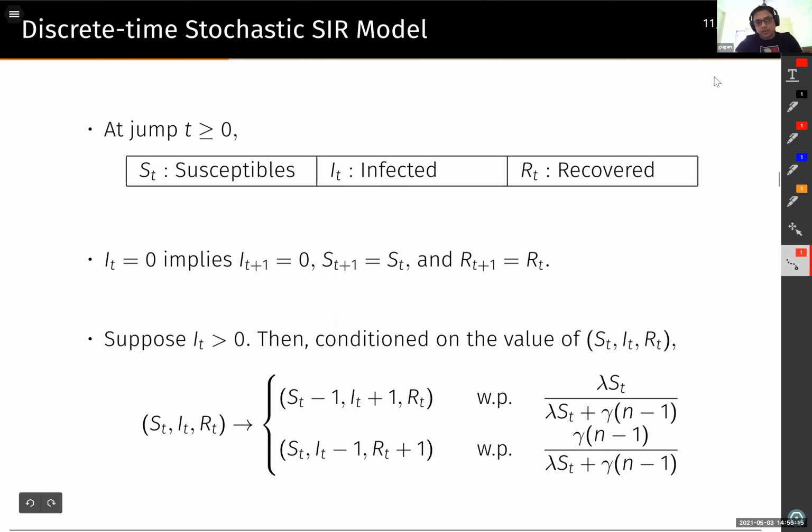And one can see from the previous model that this outcome occurs with probability equal to this, and this latter outcome occurs with probability equal to one minus this. That expression is given like this. One thing you have to observe here is that these probabilities do not depend on IT. They only depend on ST. So that is one observation that we should keep in mind.